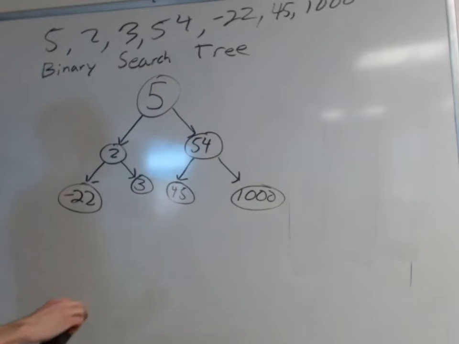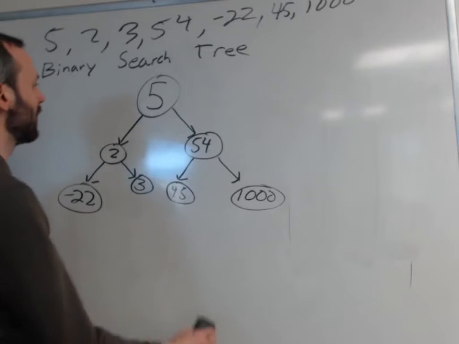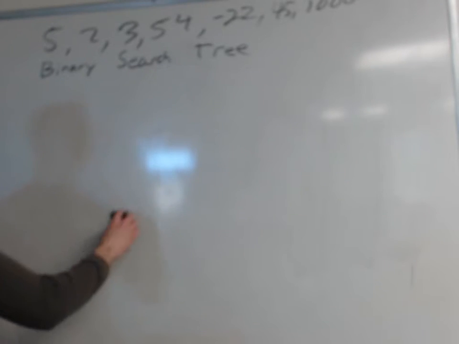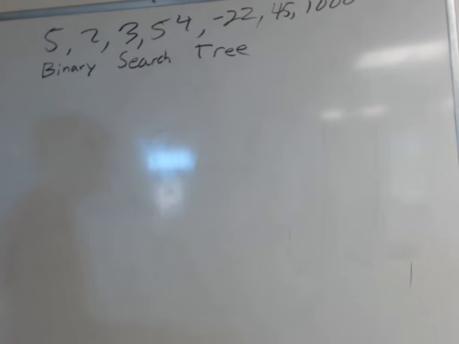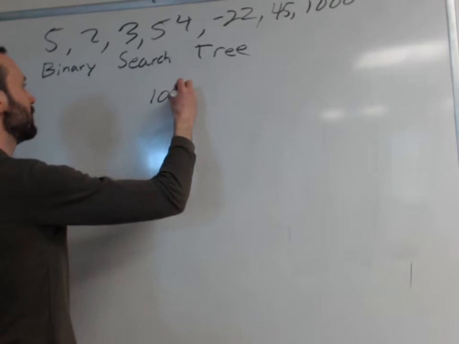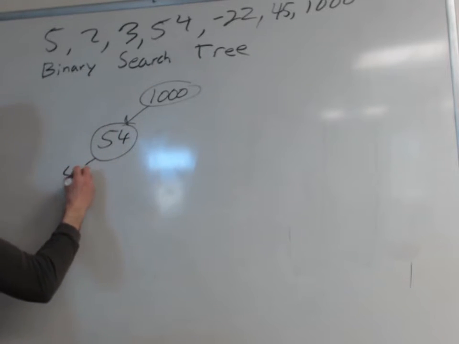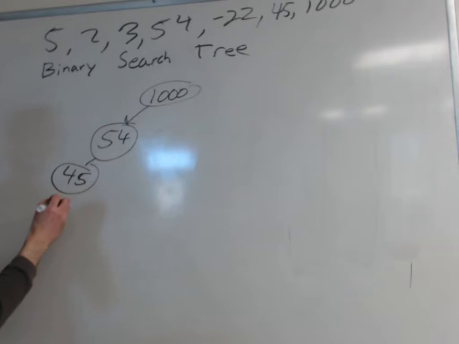Okay, now, what could happen with our binary search tree that would not make searching a log of n? If you have them all on one side. So, in other words, if we decided to add these elements in a different order, like let's say for instance we first added 1,000, and then we added 54 for some reason, then we added 45, then 5, then we added 3, then we added 2, am I going off the board? Oh, definitely. Then we added -22.